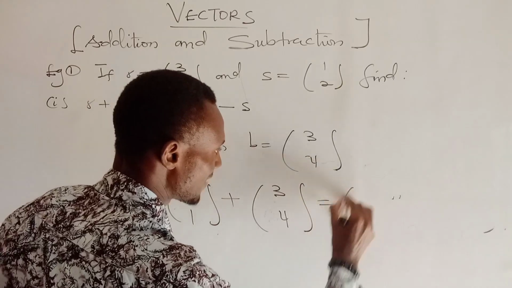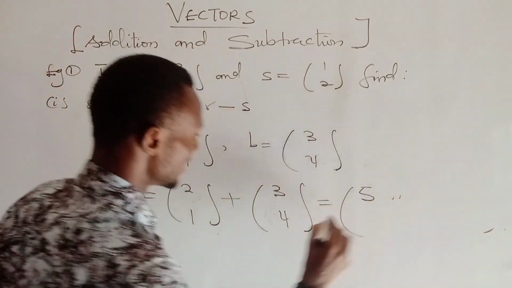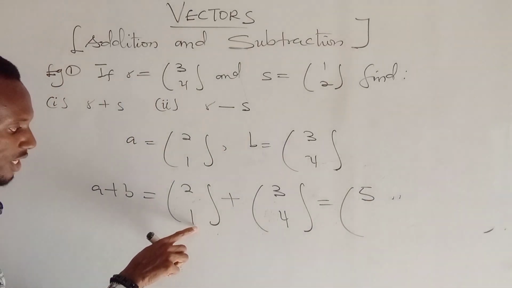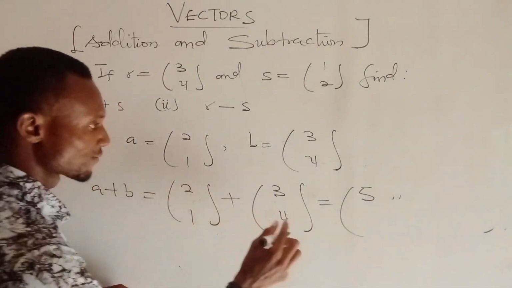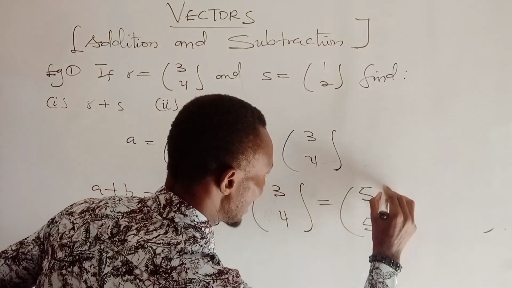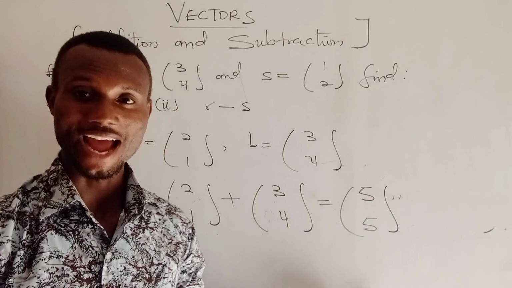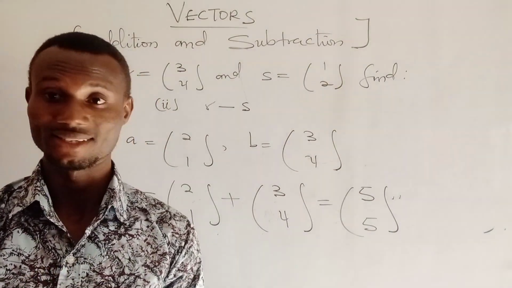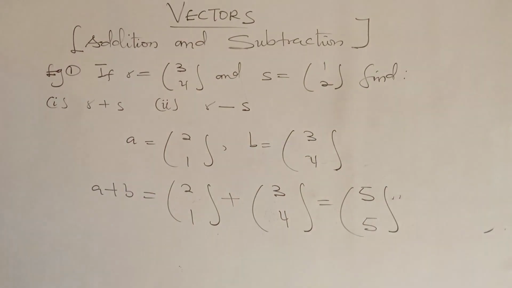So to simplify this one, it's going to be 2 plus 3, which will give me 5. And it's also going to be 1 plus 4. You add the down ones also, 1 plus 4, which is going to give you 5. So this is your answer. A plus B is 5, 5. I hope the explanation is clear enough and you understand it as well.